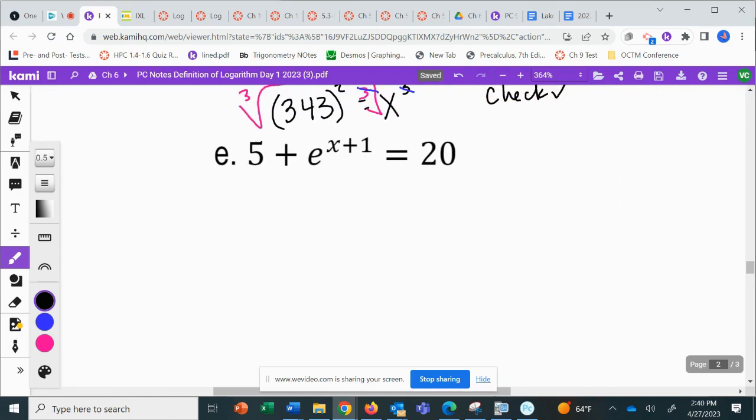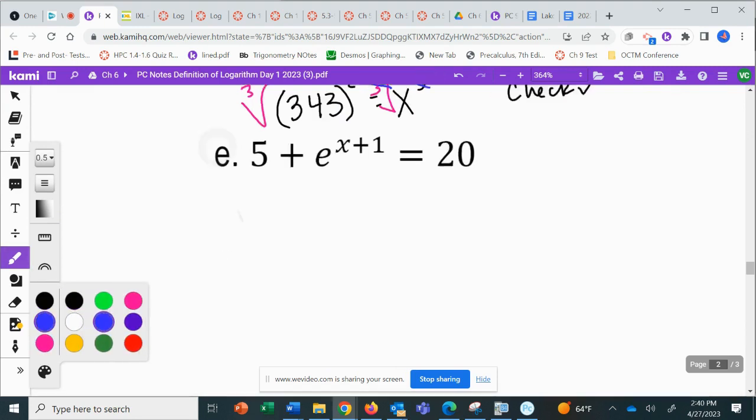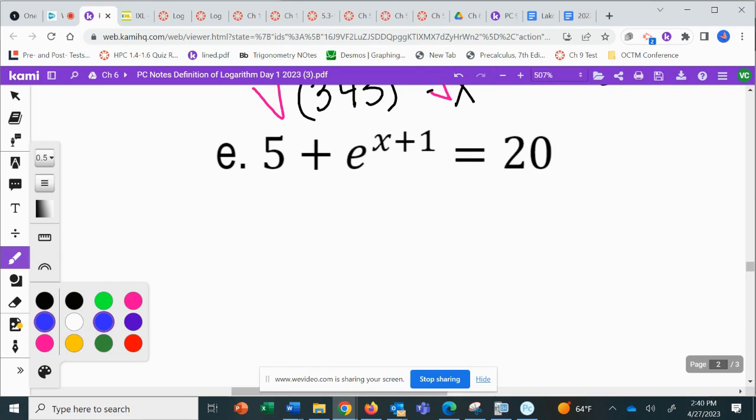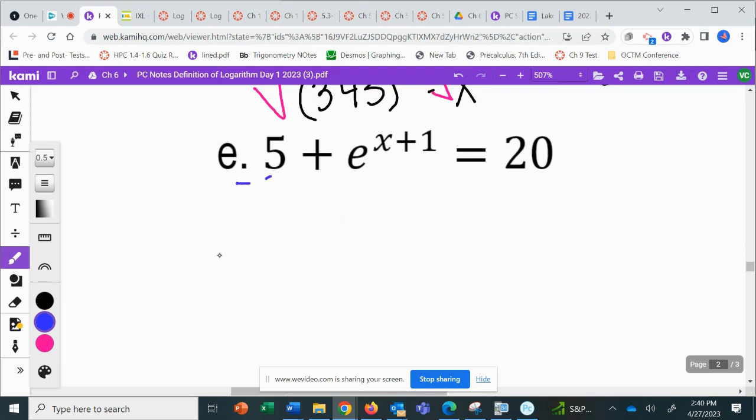Last question. What do we do first to solve the equation? Get rid of e is not the first thing we do. We need to get rid of the 5. Okay, so we get rid of the most outer thing. So we're going to subtract 5 first. So we get e to the x plus 1 equals 15. Now we can get rid of e.